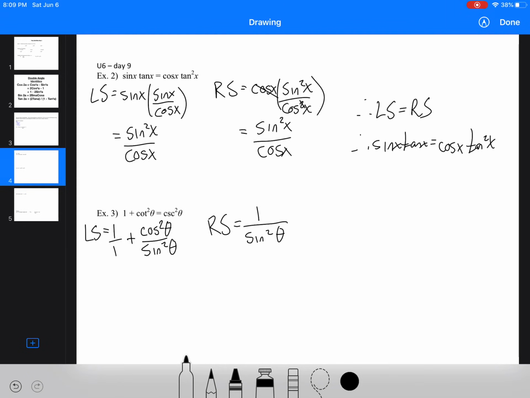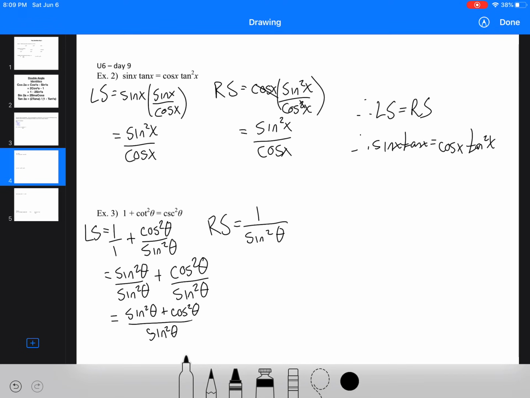Now you're going to say, why did I do that 1 over 1? Well, the only way to put two things together that have a fraction is a common denominator. So I'm going to change that 1 to sine squared over sine squared. And then that's going to be plus cos squared over sine squared. And now I'm going to write this step out, which you typically wouldn't need to write. It would be assumed. But I want you to see it.